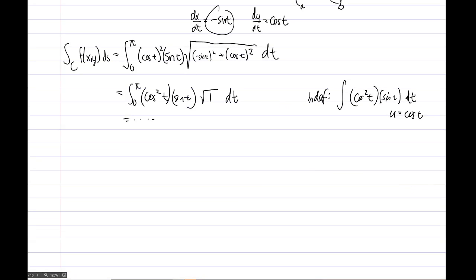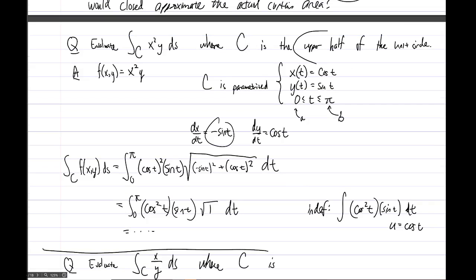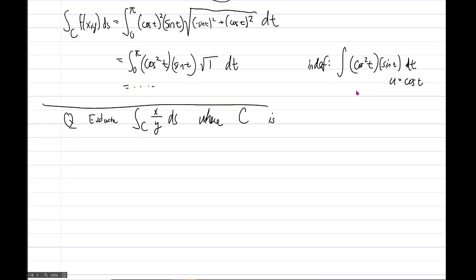Let's do another one. So let's evaluate the line integral. So this will be the integral over the curve C of the function x over y ds, where C is, and this time around, last time we described it in words, the upper half of the unit circle. This time around, I'm going to draw a picture for what C is.